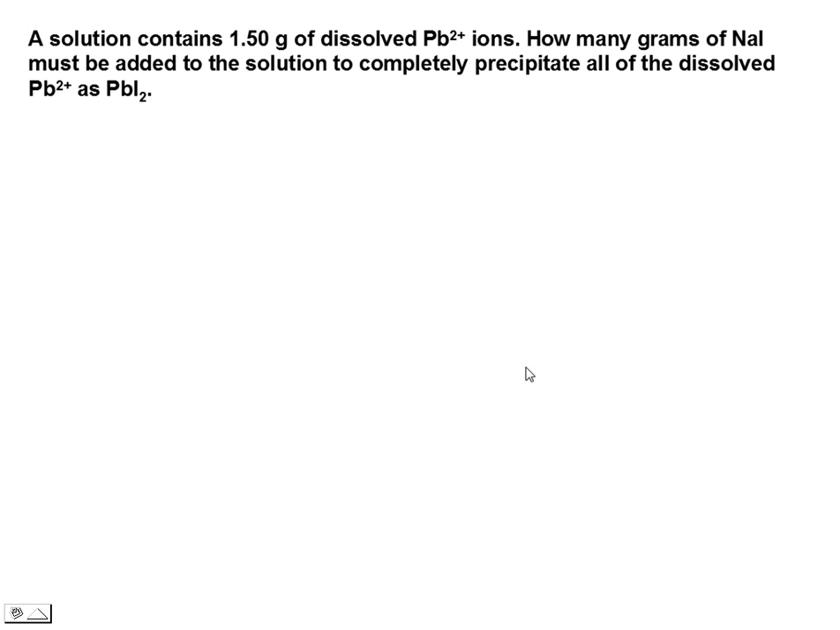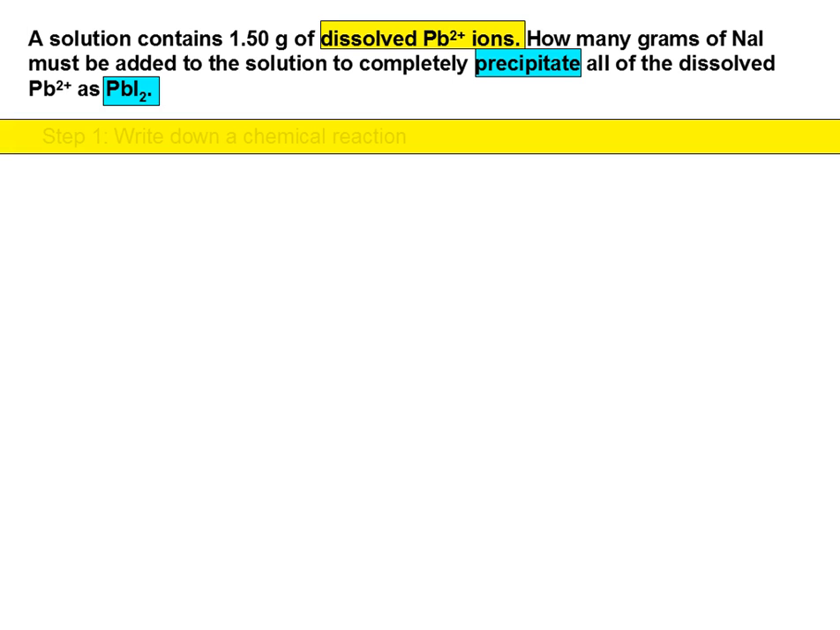A really cool technique that I always like to use when solving these types of problems is highlighting keywords or key ideas. So I'm going to highlight dissolved lead-2 ions, as well as precipitate and lead-2 iodide. Key ideas and key terms that I should keep in mind when solving this problem. So let's start with step 1. Step 1, write down a chemical reaction.